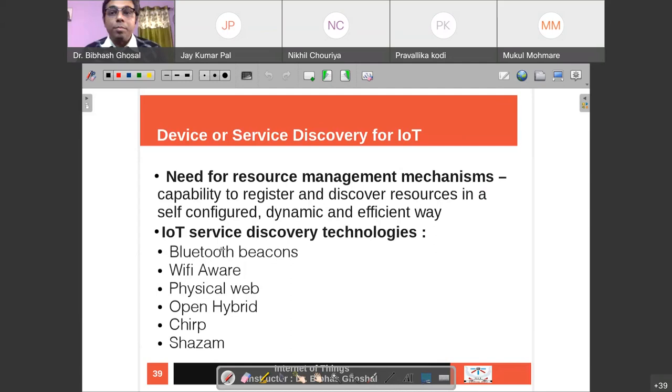And now we switch our discussion towards the discovery of the devices. Now that we understood that these are the technologies that we are going to use, the next concern is, how will a device be identified in the network? If you are using a lot of devices in a network, how will you be able to communicate to a particular device? How will you be identified?